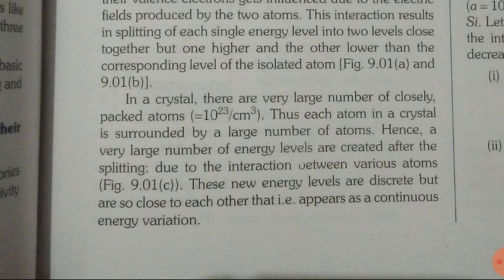Are you understanding this? In a crystal, atoms are very close to each other. So, because of presence of so many atoms around one atom, and they are present very close to each other, the energy level is split into various numbers. Okay, due to the interaction between various atoms. These new energy levels are discrete but are so close to each other that they appear as a continuous energy variation.